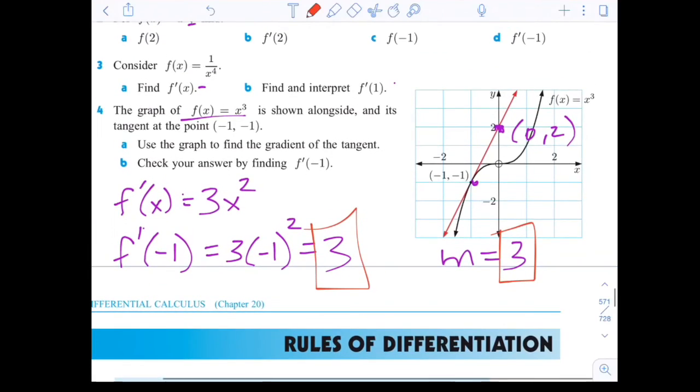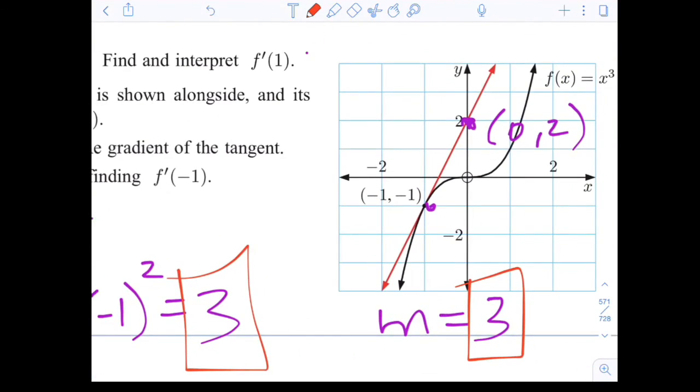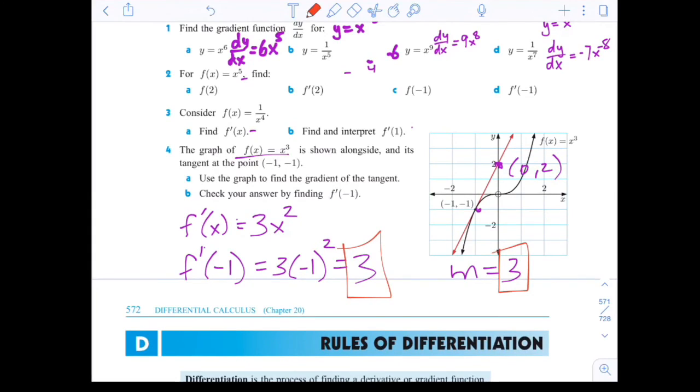Usually it's best to use the formula because if you're drawing your own tangent line on, yours might be a little bit more steep than somebody else's, whereas the gradient formula or the derivative is always going to be more precise.